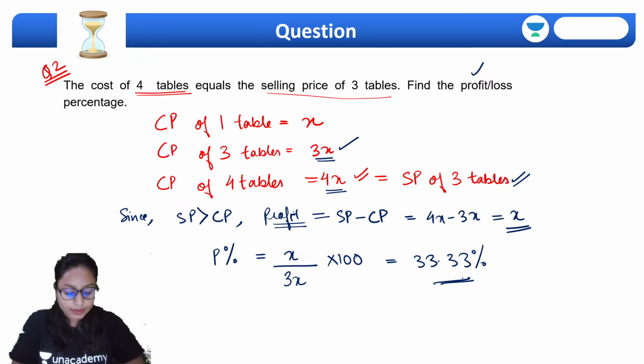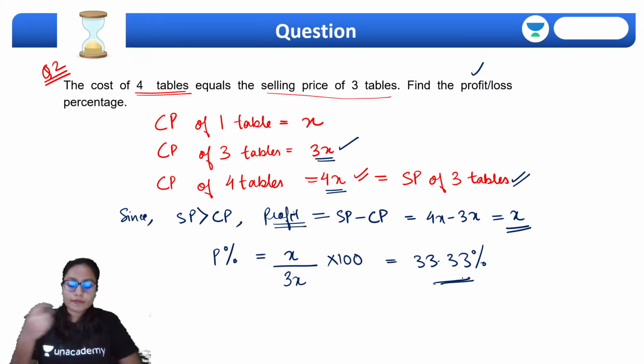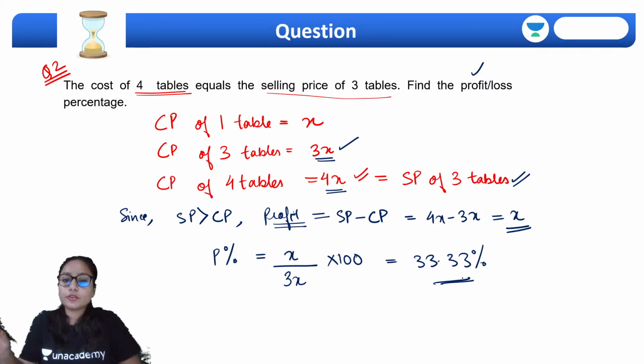Is this question clear? Yes, Ayush, we could have assumed 100 also. That will also give you the same answer. You can take the cost price of the table as 1 also. That will also give you the same answer. I hope this question is clear. Some of you answered 25 and 75.